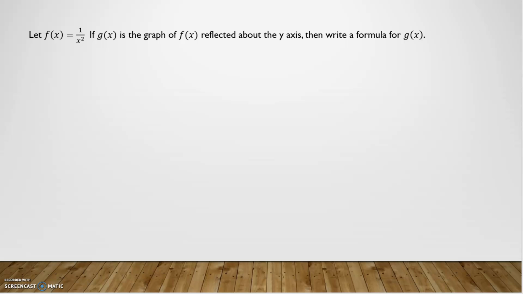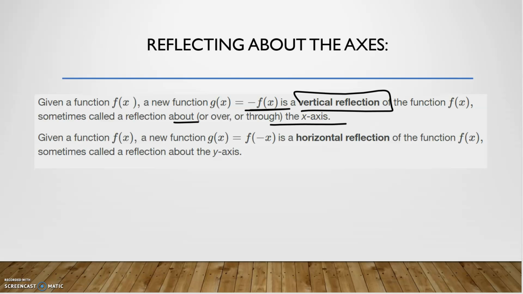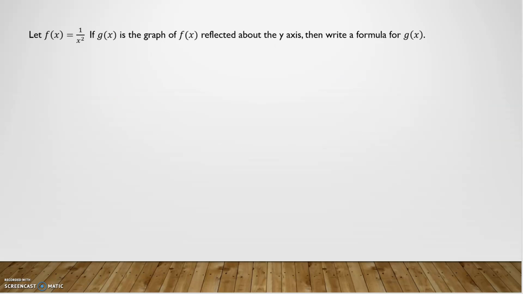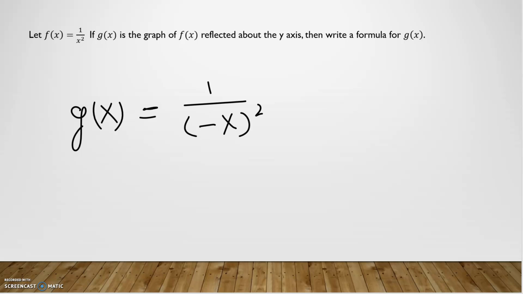G of x is a graph of f of x reflected about the y-axis, and write a formula for g of x. So reflected about the y-axis, back here, we said about the y-axis, horizontal reflection, and we have a negative put inside the parentheses by x. Okay, so our f of x is 1 over x squared, so that means g of x is going to be 1 over this whole thing squared and negative x.